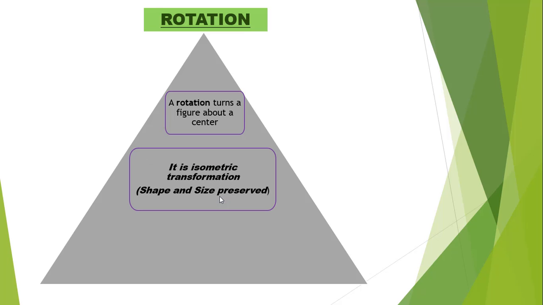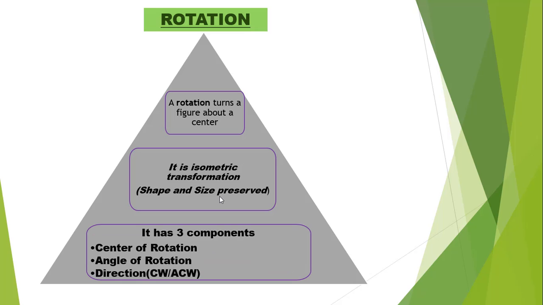Students, rotation is an isometric transformation, which means that whenever you transform or rotate any figure or a point, its size and shape are always preserved. The third very important thing is it has three basic components. For the rotation you need the center of rotation, the angle of rotation, and last but not the least, the direction in which you are rotating an object, whether anti-clockwise or clockwise.